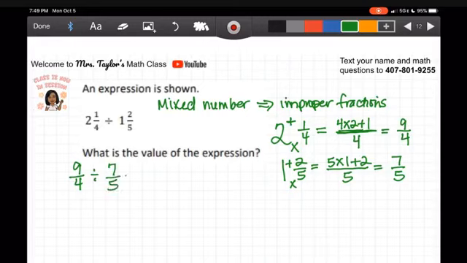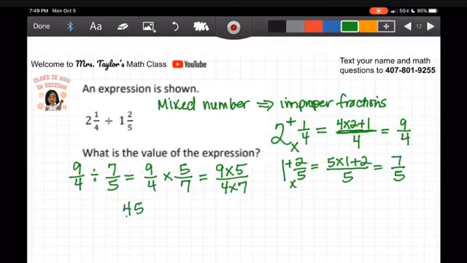Now, let's do what we did before. Multiply the first fraction by the reciprocal of the second fraction. Can we simplify any of our factors before we multiply? No, we cannot. So let's multiply. We have 9 times 5, 4 times 7, and we get 45 over 28.